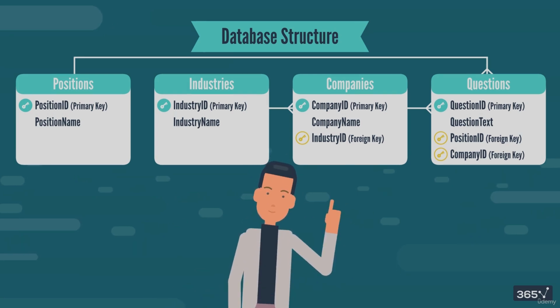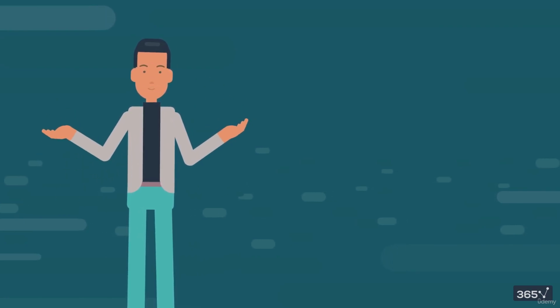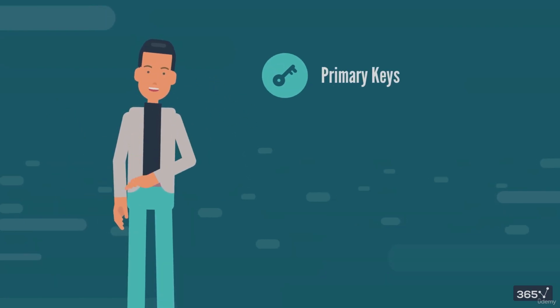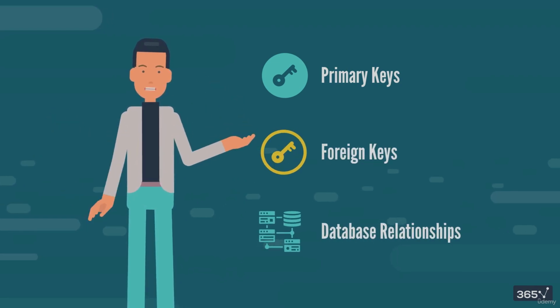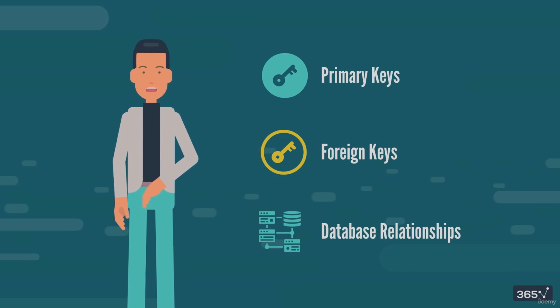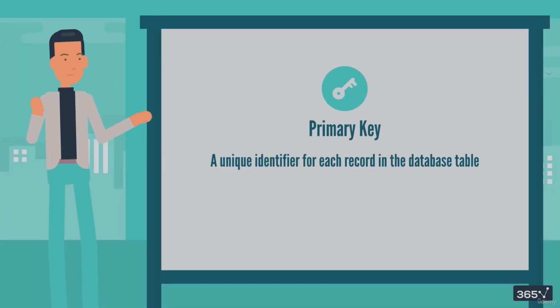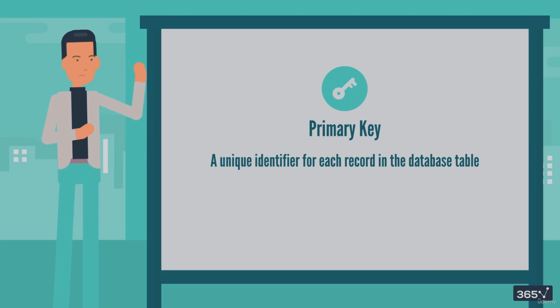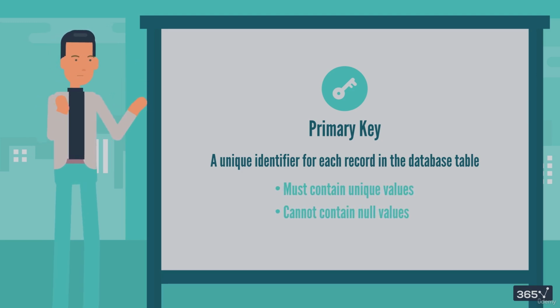So, let's get started. For this discussion, I'll assume you're familiar with the basics of database creation: primary keys, foreign keys, and relationships. But let's have a quick refresher to ensure we're on the same page. A primary key is a unique identifier for each record in a database table. It must contain unique values and cannot contain null values.